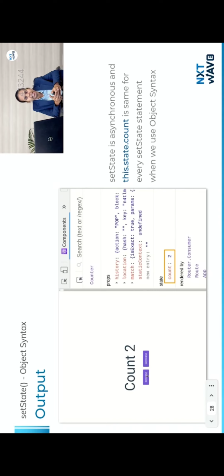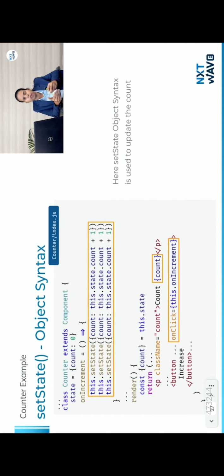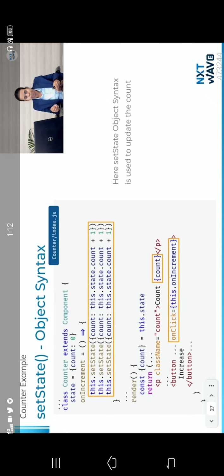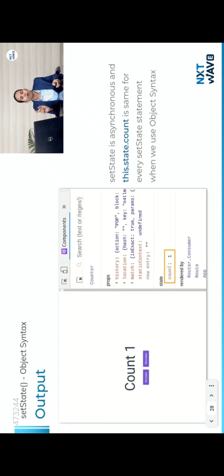The reason is that setState is asynchronous. That is, when we try to update the count in the first function call, the state wouldn't be updated immediately. It will take time for the update. Now, immediately the next setState is being called. Since the state is not yet updated, the value in this.state.count would still be 0. So we are again trying to update it with 1. Again the same thing will repeat for the next function call. So that's the reason the count is being updated by 1 instead of 3, because setState is asynchronous, so this.state.count is the same for every setState statement when we use the object syntax.